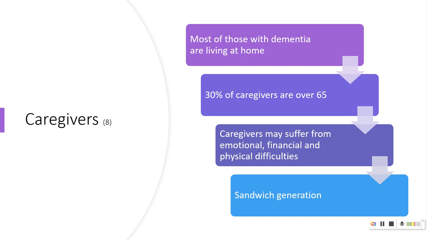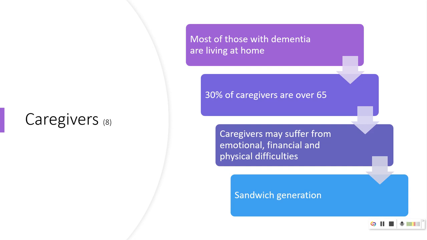And some physical difficulties. As the disease progresses, the person with dementia might have difficulty moving around, like we talked about, when they get into that severe stage. So the caregiver might have to do some lifting, turning of the person. So there might be some physical difficulties for the person who is caring for them. If you're thinking about 30% of our caregivers being over 65, some people who are over 65 have some arthritis. That can play into the difficulty of moving that elder that has some dementia.